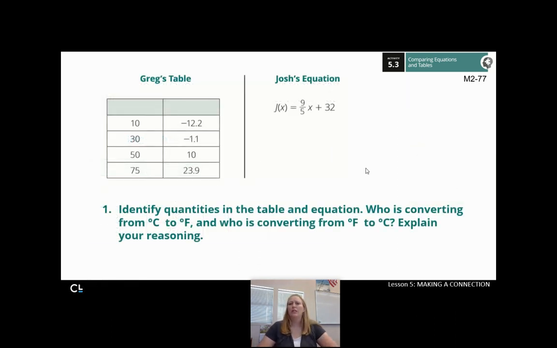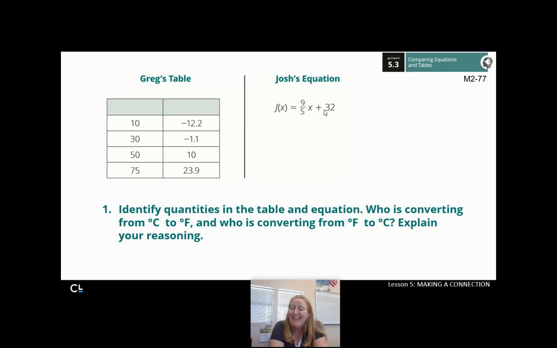So the first thing we want to know is who's who. Who's dealing with who's. So first of all, identify your quantities in the table. You need to put a label here, degrees, whether it's Celsius or Fahrenheit, whichever one it is. And also in your equation, which one is the independent, which one's the dependent, which one's degrees in Fahrenheit, which one's degrees in Celsius. And then I got a question for you. Who is converting from degrees Celsius to degrees Fahrenheit? And who is converting from degrees Fahrenheit to degrees Celsius?